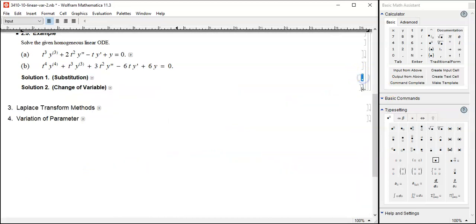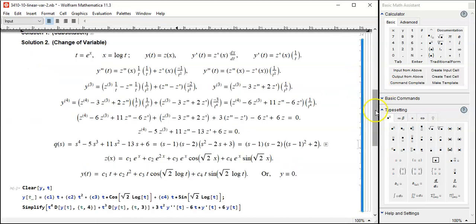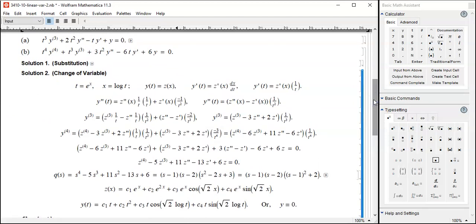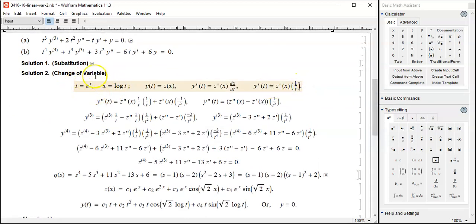That's the substitution method. Now, what if you want to do the change of variable method? And the derivative computation is, of course, much harder. We begin with the change of variable. t is e to the x power, x is log of t, and y is equal to z. And we take the derivative, fine. And the second derivative using product rule and chain rule. And the third derivative, again, product rule and chain rule. And fourth derivative, again, product rule and chain rule. Put everything here and simplify, you're going to get a homogeneous linear equation with constant coefficient.